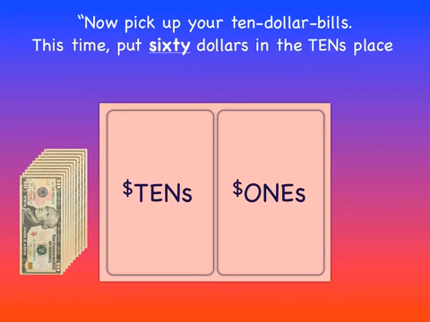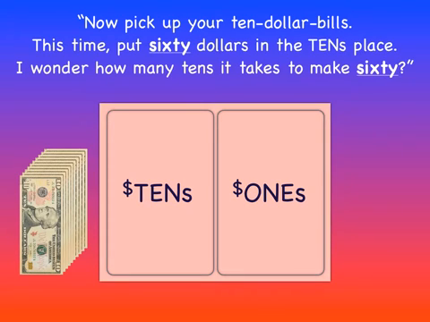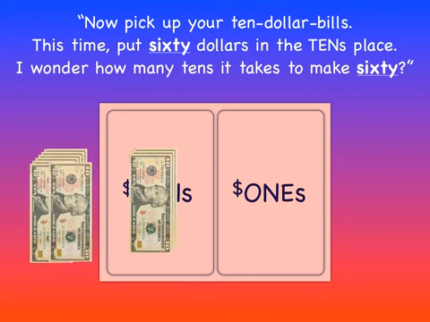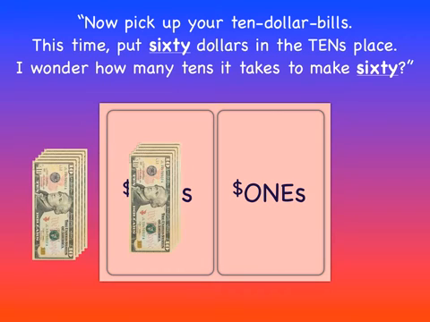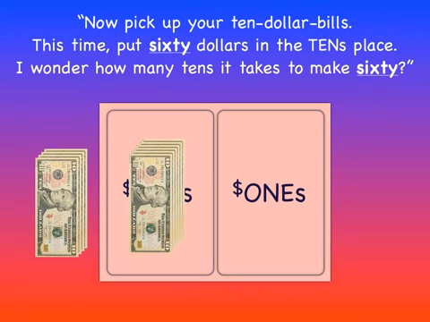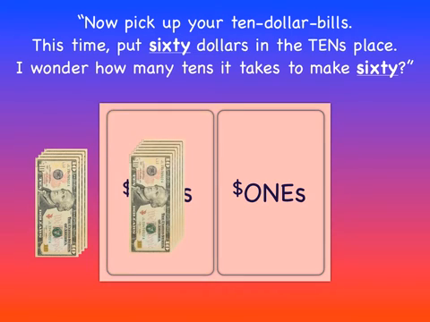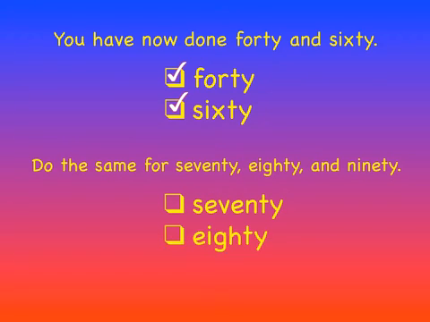Now, pick up your $10 bills. This time put $60 in the tens place. I wonder how many tens it would take to make 60. 1, 2, 3, 4. Is that enough? 5, 6. There's the tens place. Yep, that was 60. Now you have now done 40 and 60. Do the same for 70, 80, and 90.